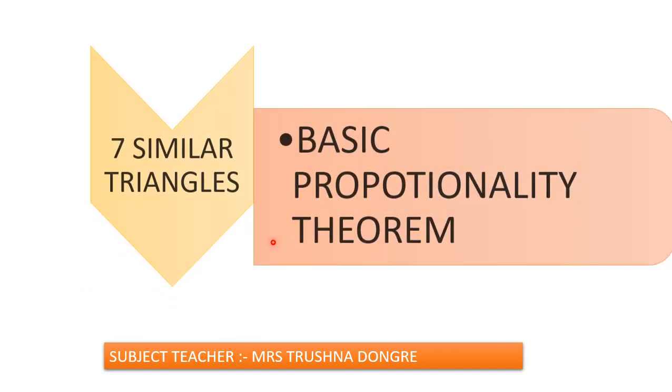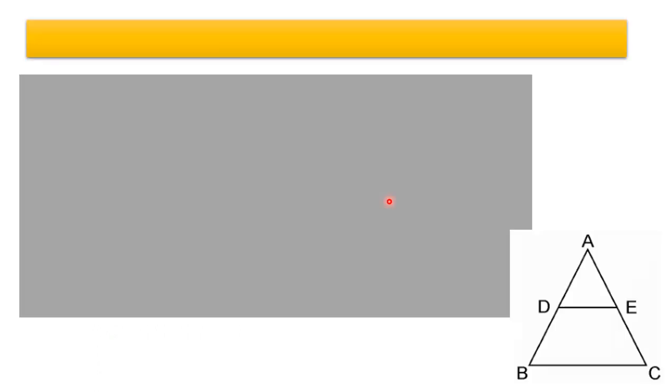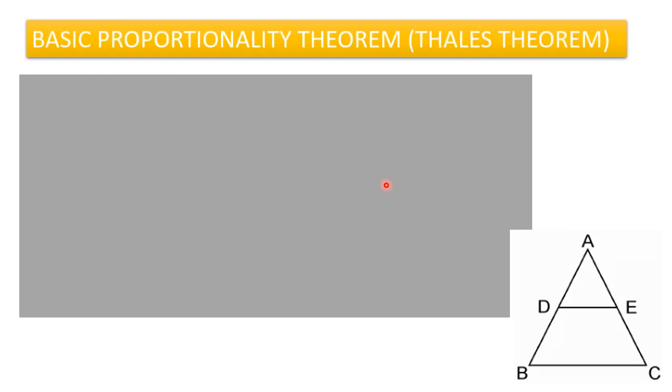Now today we'll start the proof of the basic proportionality theorem of Chapter 7, Similar Triangles. So let's start this theorem. The name of this theorem is the basic proportionality theorem, or we can also say Thales theorem.